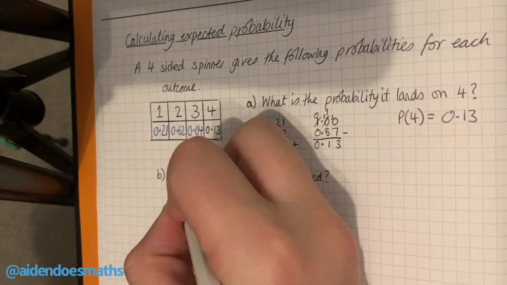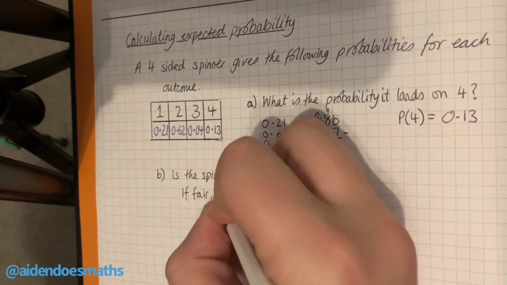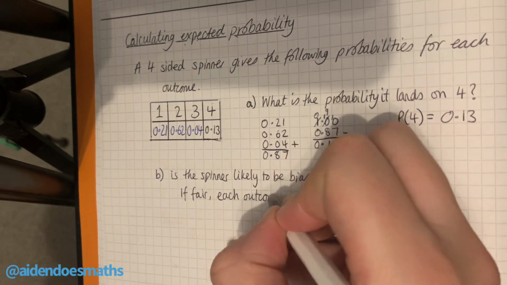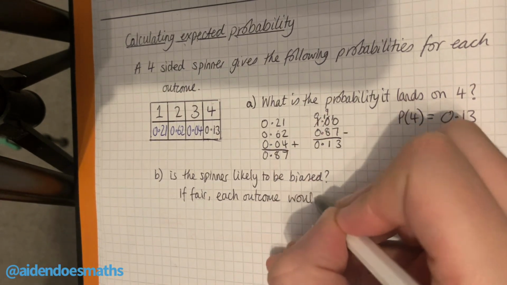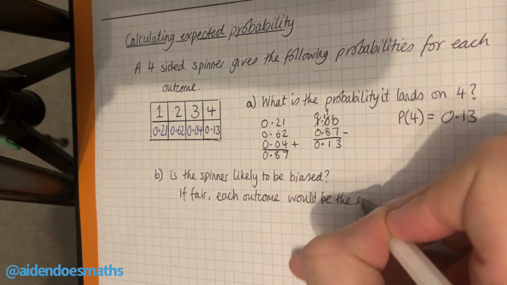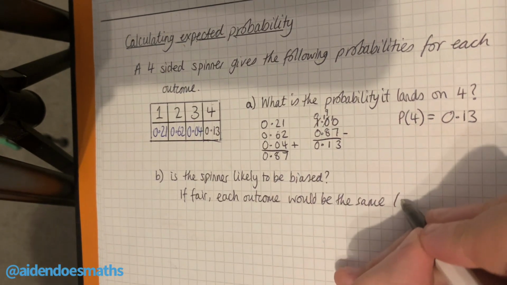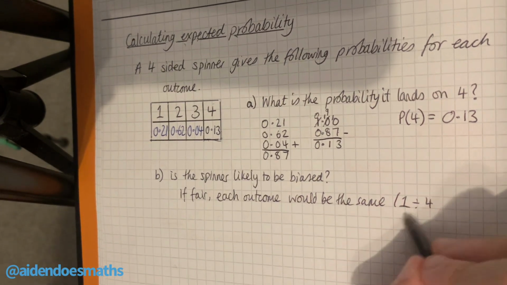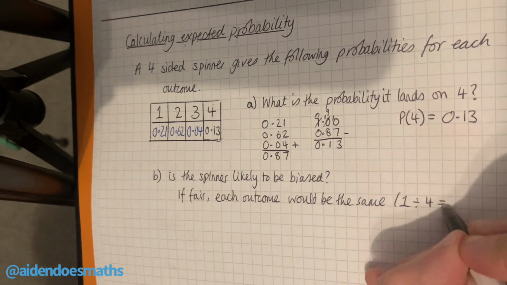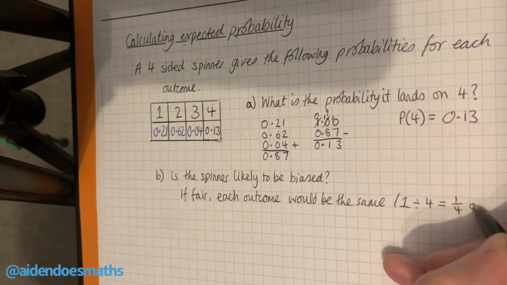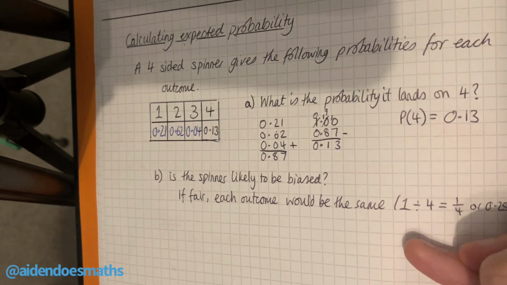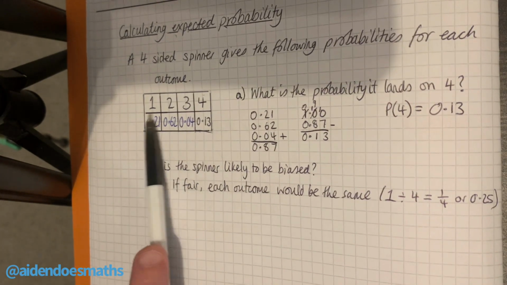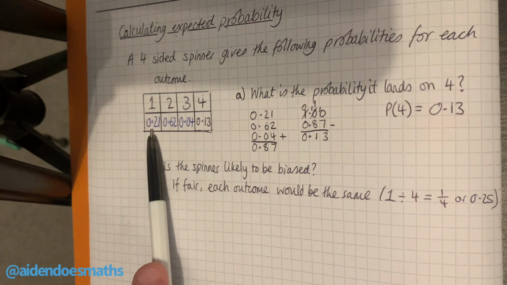So we can write here, if fair, each outcome would be the same. In this case, 1 divided by 4, because there's 4 outcomes, and the total probability is 1. So it should be 1/4 or 0.25. If we look here at our table, this is the only one that's really close to 0.25, 0.21.